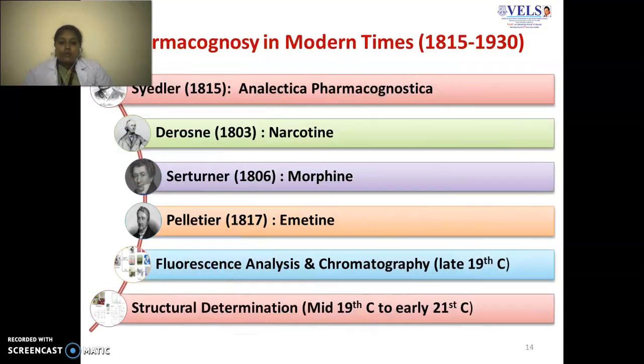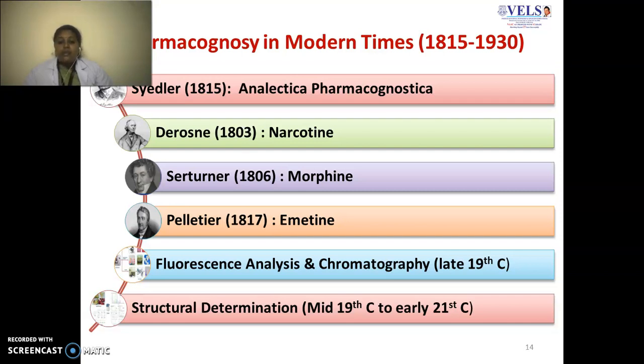So pharmacognosy in modern times relates to the period between 1815 to 1930, and this defines the use of bioactive constituents, the isolated pure compounds found in plants. To mention a few, scientists like Seydler in 1815 gave a description of these isolated compounds in his book called Analecta Pharmacognostica, followed by isolation of some pure compounds like narcotine by Derosne in 1803, morphine by Sertürner in 1806, and emetine by Pelletier in 1817.